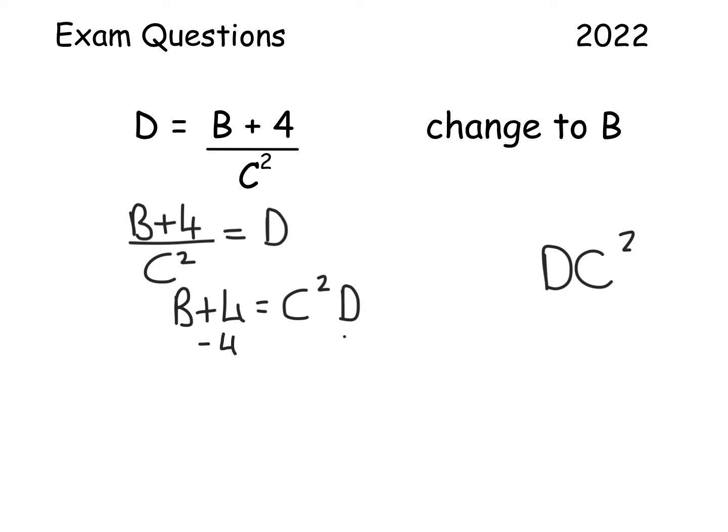So I'm going to subtract 4 from each side, which leaves me with b equals c squared d take away 4. So as I said, you didn't have to touch the squared at all. It was just an addition to the capital C. And there was people trying to square root in the exam, but it wasn't necessary. And I think that's what threw people, because there was only 2 steps to that one.